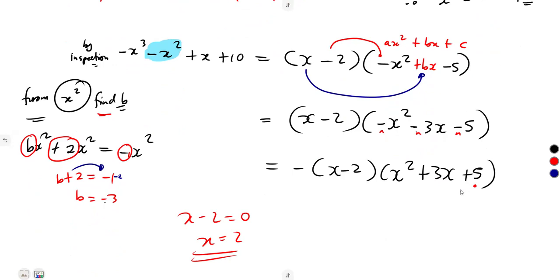Factors of 5, which will give us a positive 3? We do not have factors of 5 which will give us a positive 3. 5 and 1, minus 5 and minus 1. So we do not have a condition where we can add and obtain positive 3. So thus, it cannot be factorized, this part.